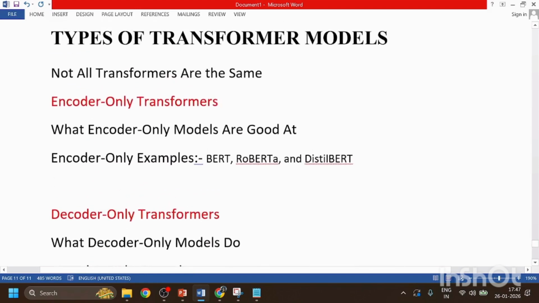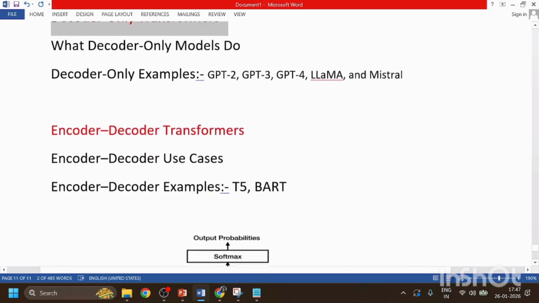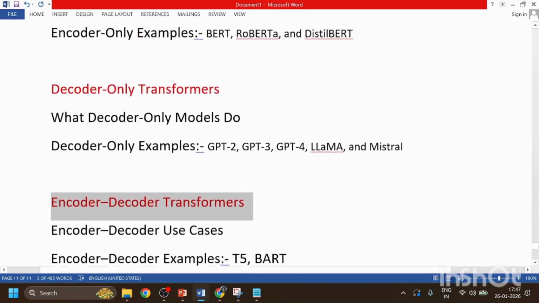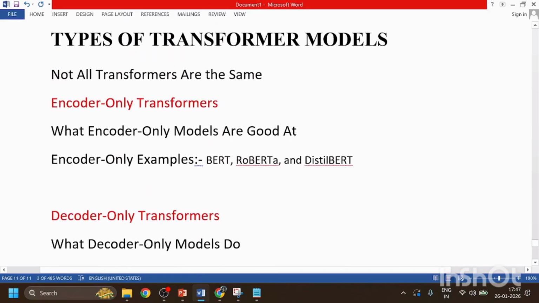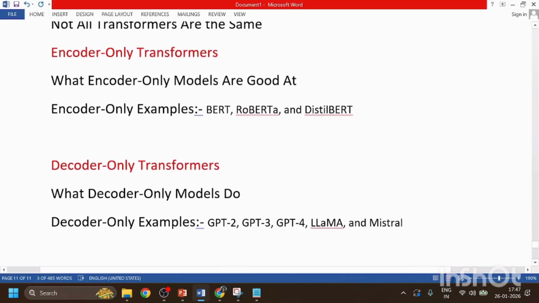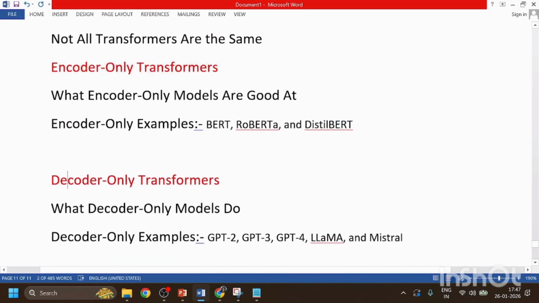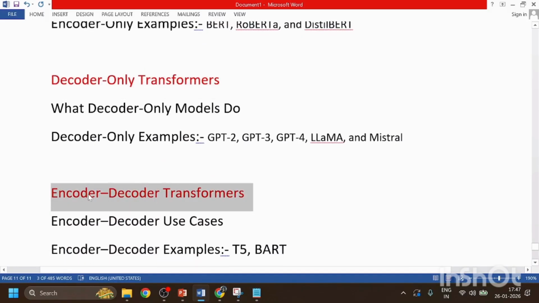Okay, so first type of transformer, encoder only transformer. Second type, decoder only transformer. Third type, encoder decoder transformer. Okay, so these are the three types of transformer models. I already said that all transformers are not the same. The difference comes from how the encoder and decoder are used. Based on this, transformers fall into three categories: 1, 2 and 3.